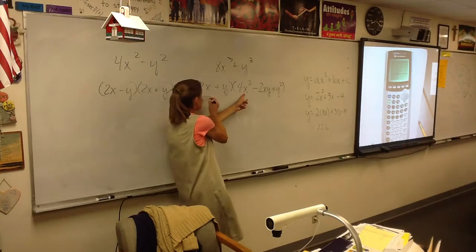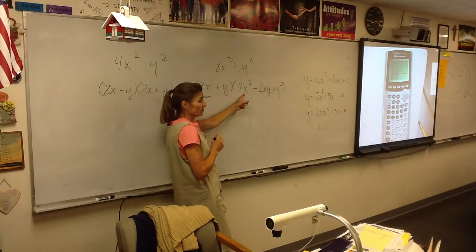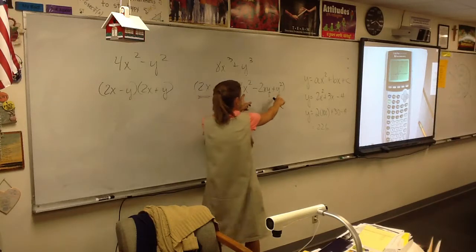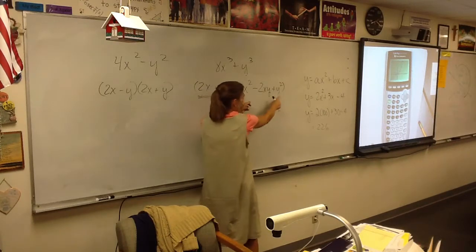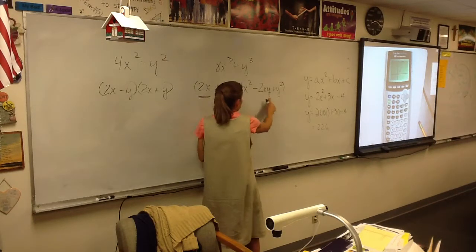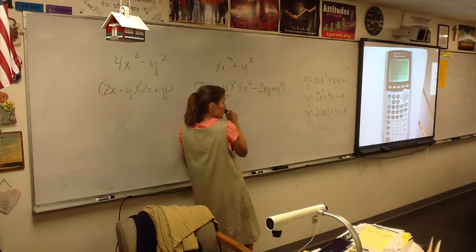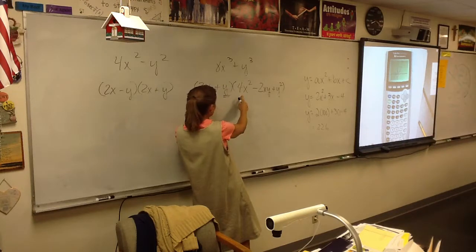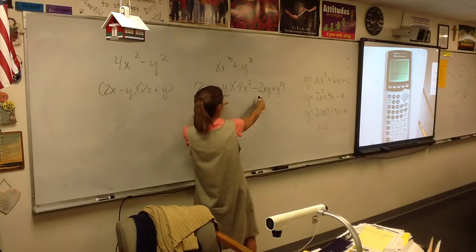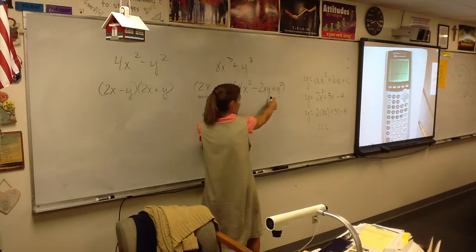This is this squared. This is this squared. And this middle term is these times each other. So to get this, she squared the first one. To get this, she multiplied them together. And to get that, she squared that one.